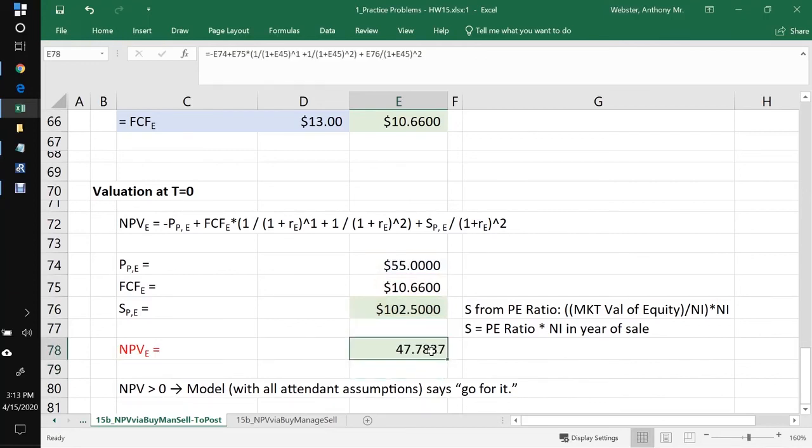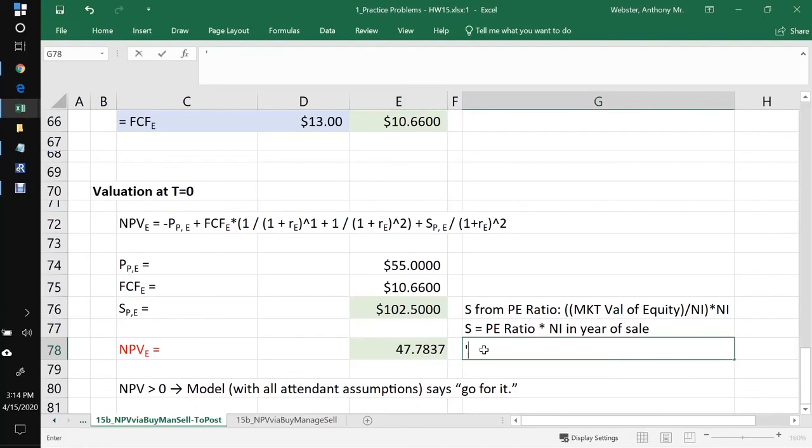Okay, sorry about the typo. And here's what we get from that equation, 47.78. And this is greater than 0, meaning this model says go for it.